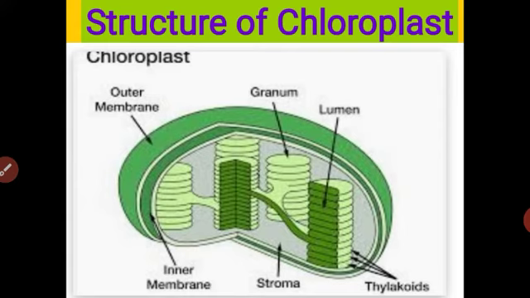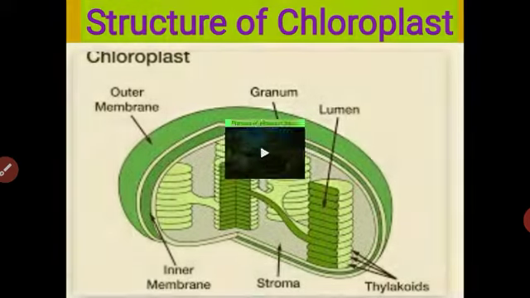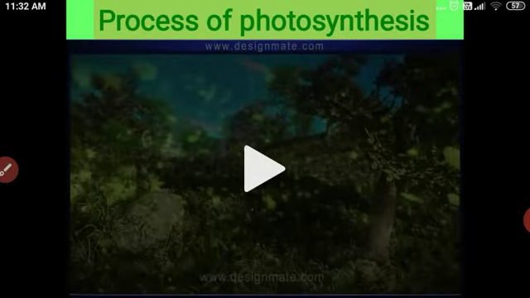Let us revise again. Why can the plant make its food? How is the plant leaf an important part of the plant? Due to this, the leaf has some organelles, and the plant can make its own food. Let us see with the help of one video.